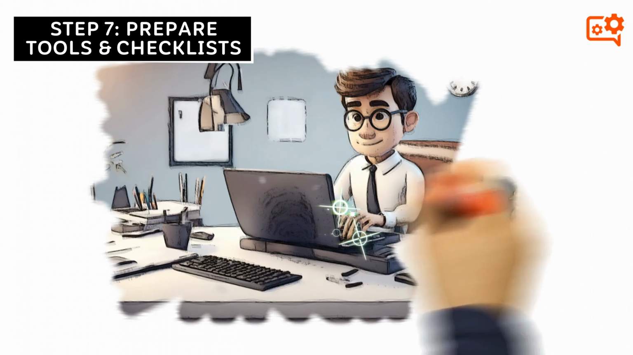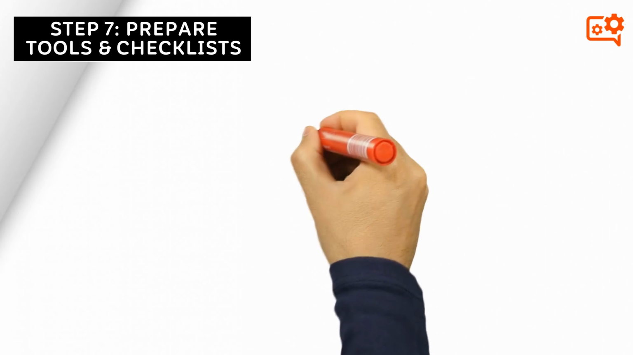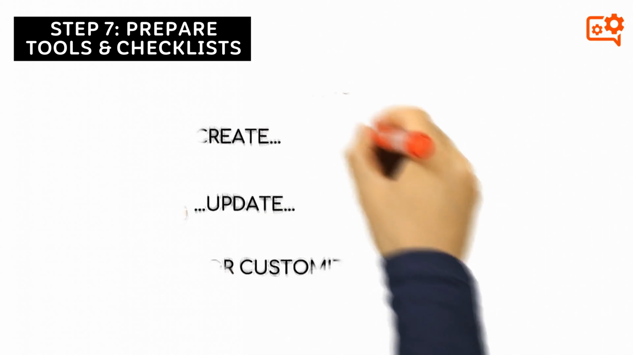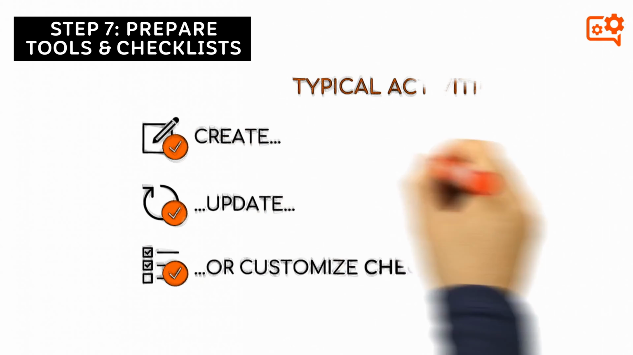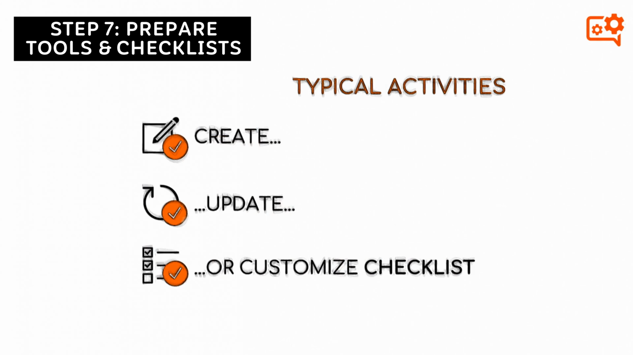Step 7. Prepare tools and checklists you'll need for a thorough and systematic audit. Typical activities. Create, update or customize checklists suitable to audit requirements, and ensure all tools are in top-notch condition.